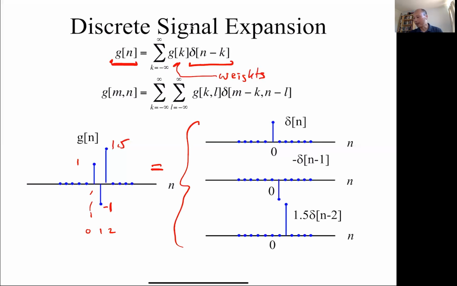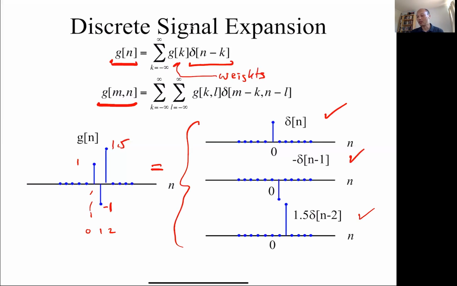We have something that's delta of n, which gives us the 1 at 0. We have minus delta of n minus 1, which gives us the -1 at 1. And we have 1.5 times delta n minus 2, which gives us the 1.5 at the 2 location. So if you understand this picture, that's really all the intuition you need to understand what we mean. Now, of course, we can do this in 2D.